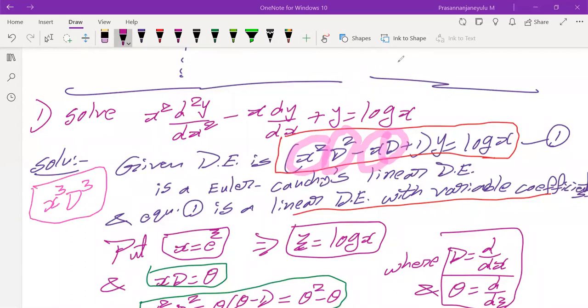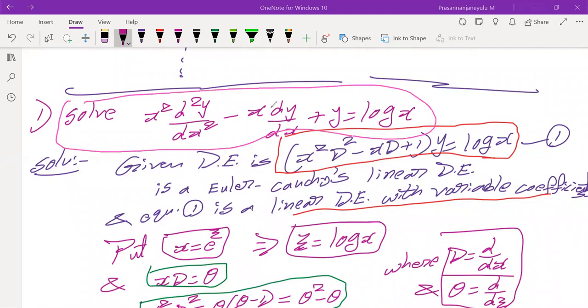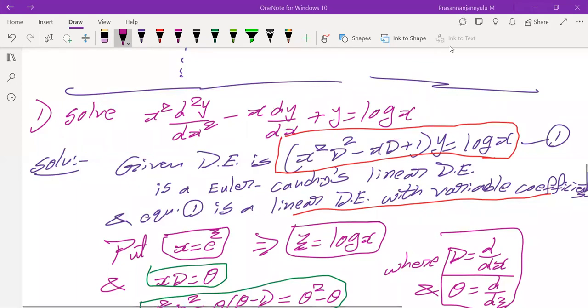This is one point. And the other point is, did we get log x on the right hand side anywhere till now? No, we did not get. So even if we get it like this, then we have to solve our problem using Euler-Cauchy's linear differential equation. But check here in the given problem, did they mention that we have to use the Euler-Cauchy's method or the method of variation of parameters or any other case? No. So like this, we have to identify.